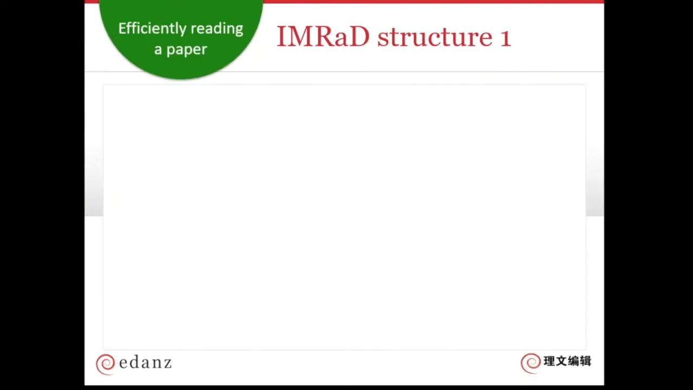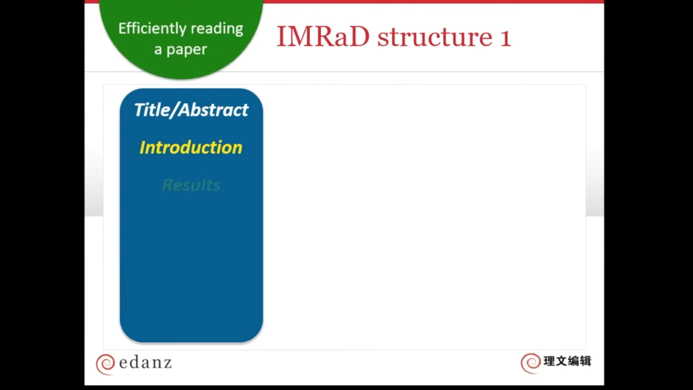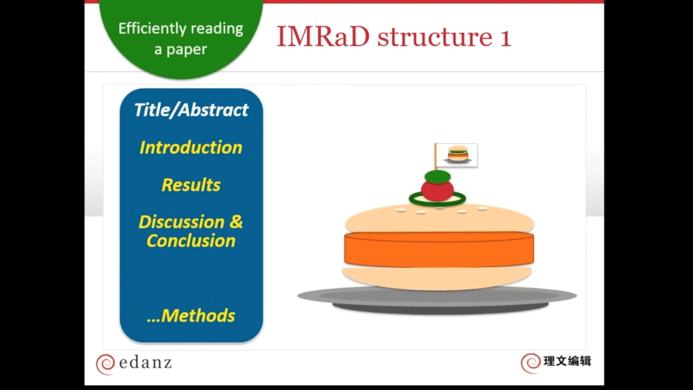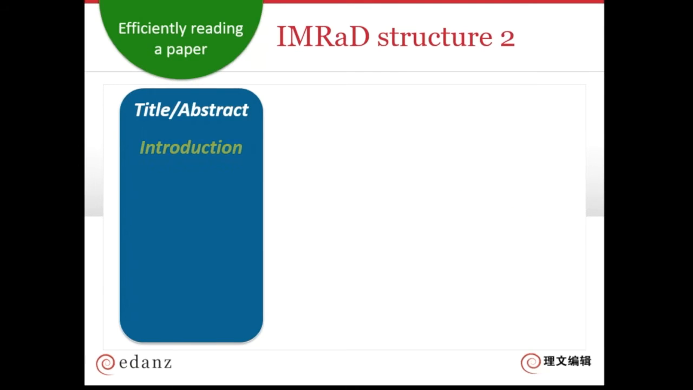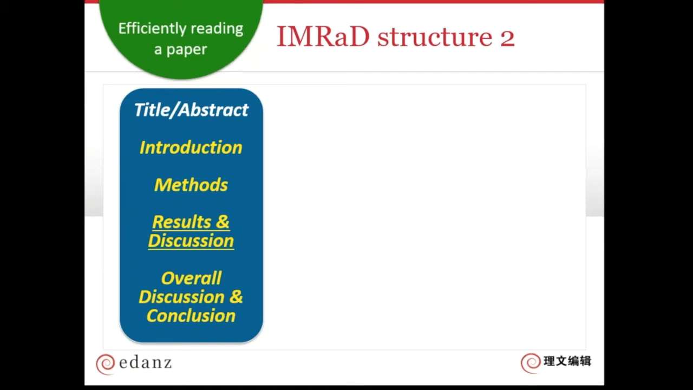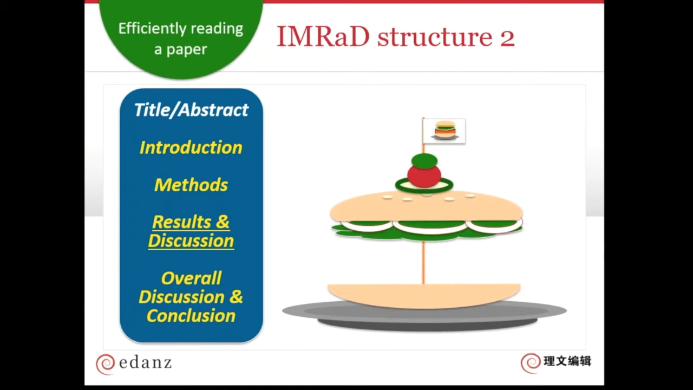Now, there's variations in different journals. For example, the methods could be at the end. So this is like putting the salad underneath the burger. Or there could be introduction, methods, and a combined results and discussion section, and then a summary and conclusion. So this is like putting some of the bread into the burger. So some recipes ask you to do that.